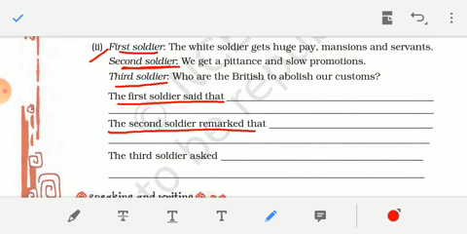Okay. Now the third one: who are the British to abolish our customs? Here this one has to change. This line will start with "here" and will continue. The answer would be: the third soldier asked who the British were to abolish their customs. Okay, so this is how direct speech is changed into indirect speech.